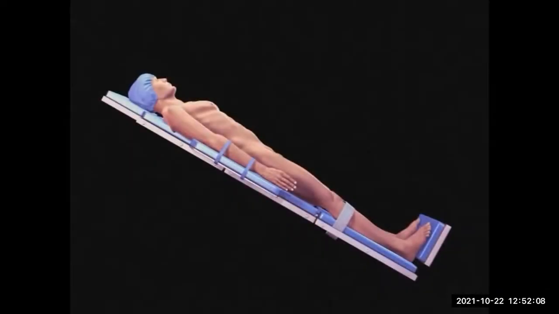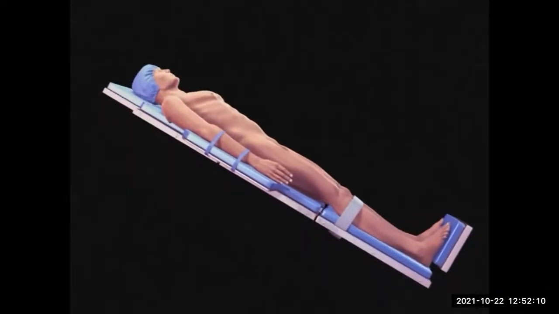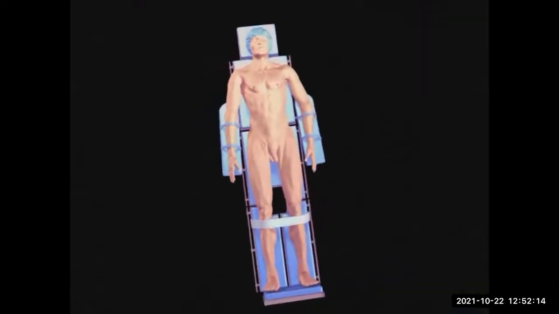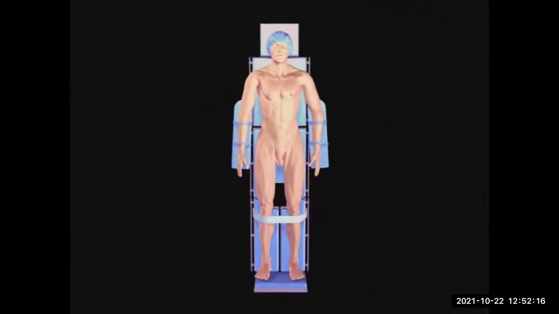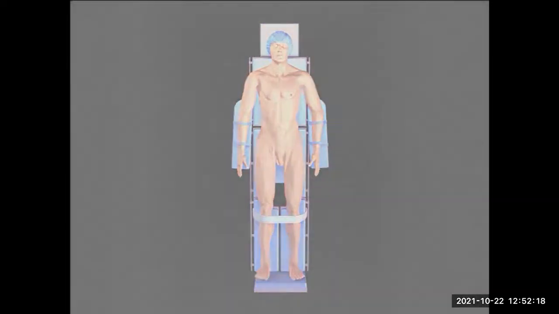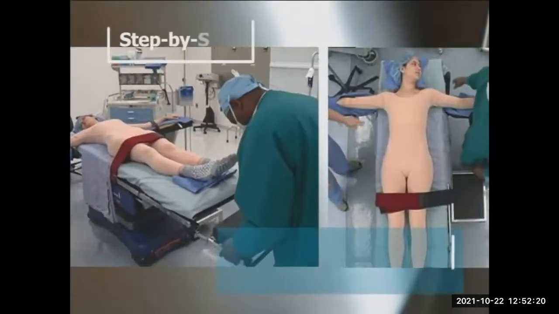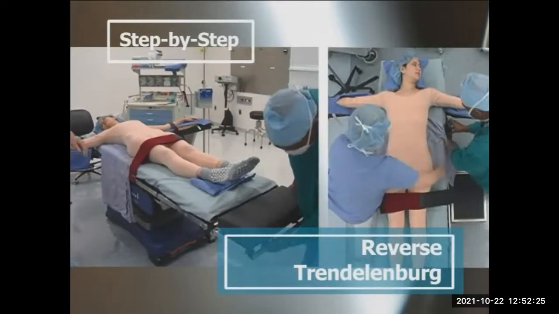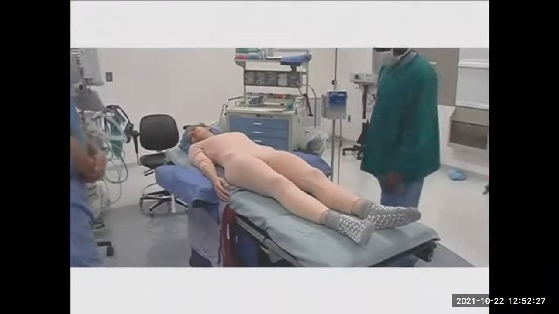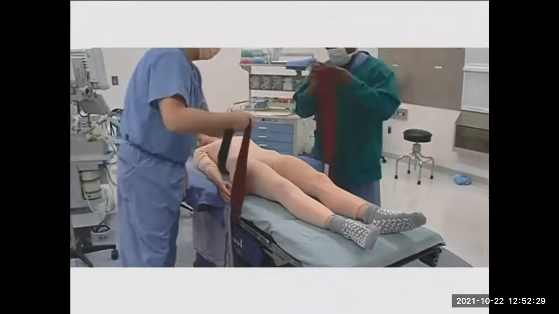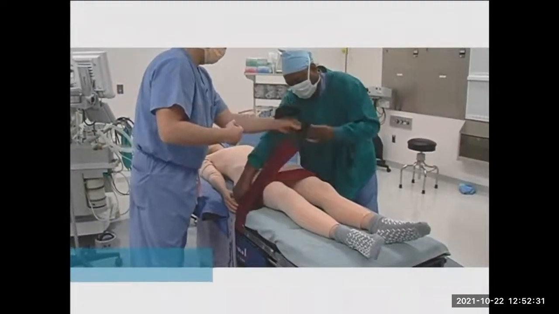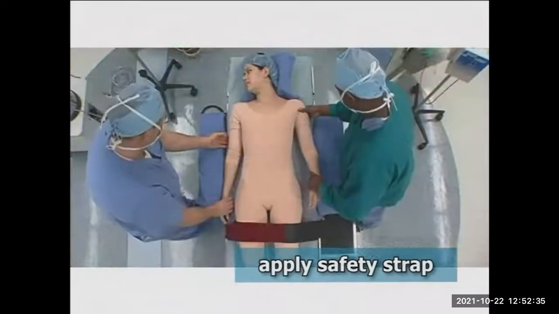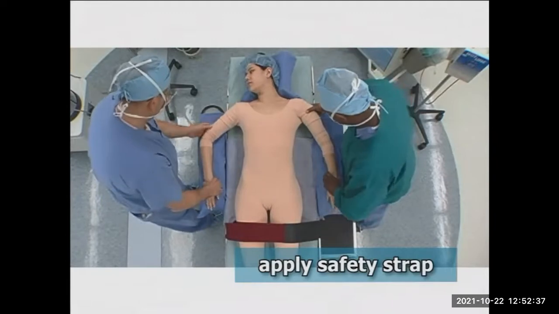The reverse Trendelenburg position is another modification of the supine position where a padded footboard is added to the operating table and the patient is tilted foot downward. Begin with the patient in the supine position. Apply the safety strap snugly, approximately 2 inches distal to the knees.